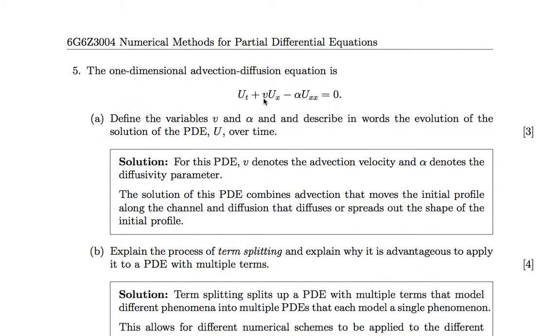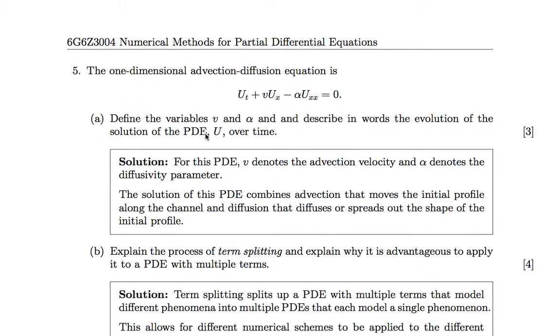Well, v is an advection velocity, so if we ignore the alpha u_xx term for now, we have the advection equation, and alpha is a diffusivity parameter. If we ignore the v u_x term for now, we then have the diffusion equation, hence advection diffusion. So v denotes advection, alpha denotes diffusivity.